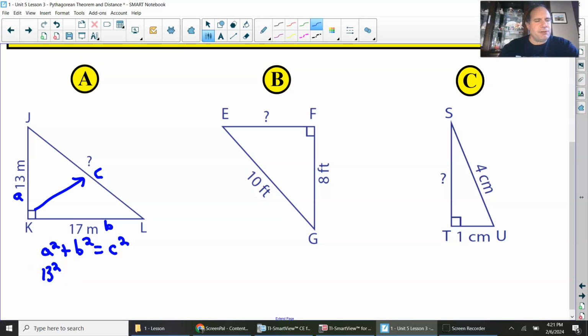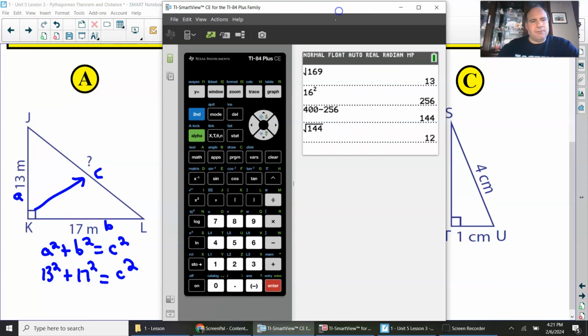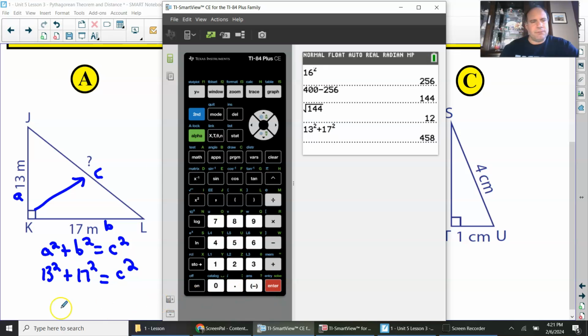So I'm going to substitute 13 squared in and 17 squared in for A and B, and c squared will remain c squared. So I'm going to move this over, and I'm going to go 13 squared plus 17 squared. And I'm going to see what that equals, and that equals 458. 458 equals c squared.